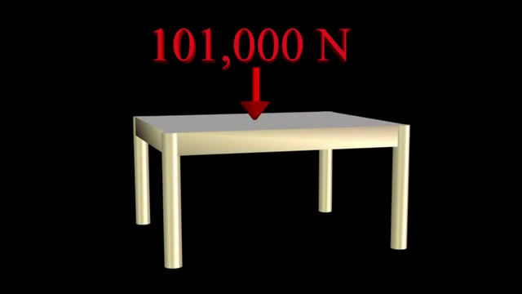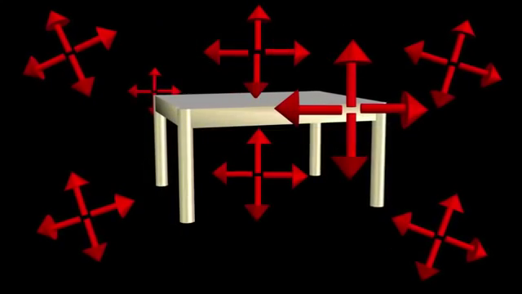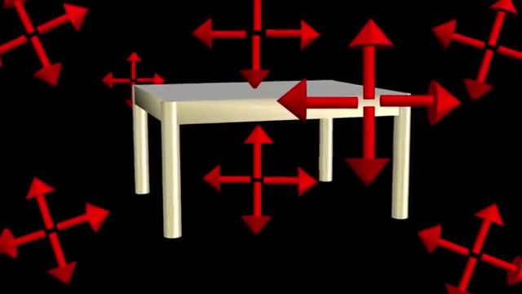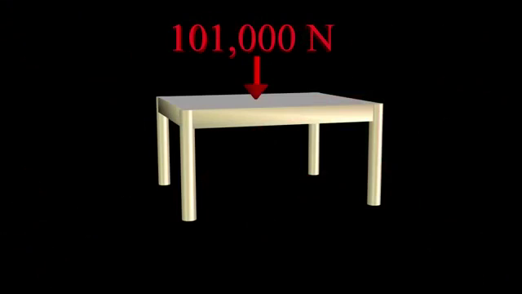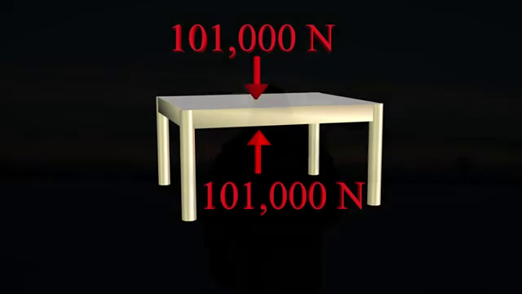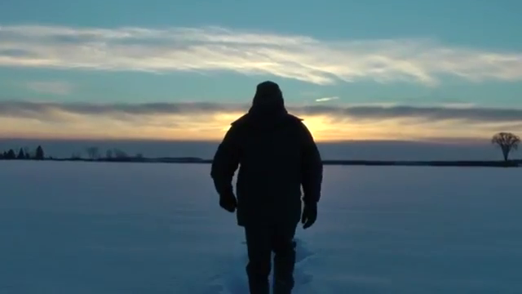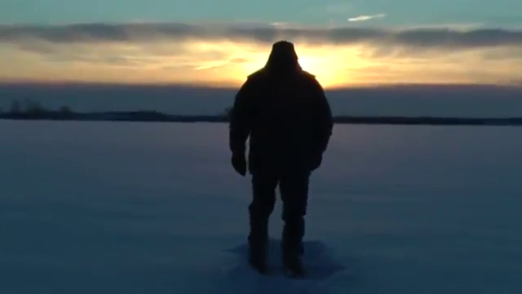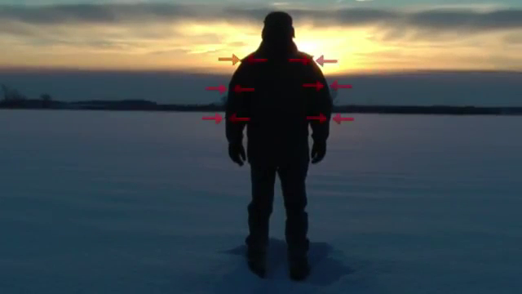It turns out that pressure in a fluid like air transmits in all directions, not just down. This means that the 101,000 newtons of force pushing down on the tabletop is balanced by 101,000 newtons pushing up. Forces are balanced. Similarly, our bodies are not crushed because the fluids contained within our skin exert a pressure that balances atmospheric pressure.